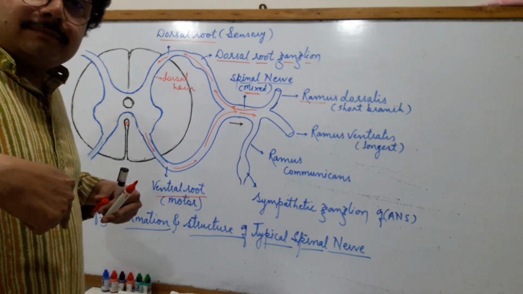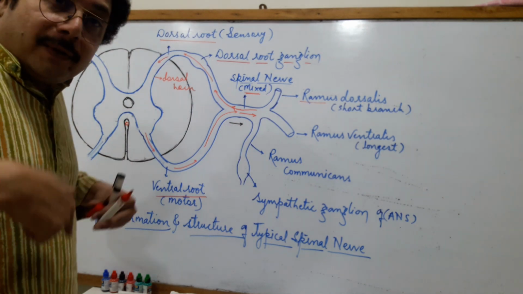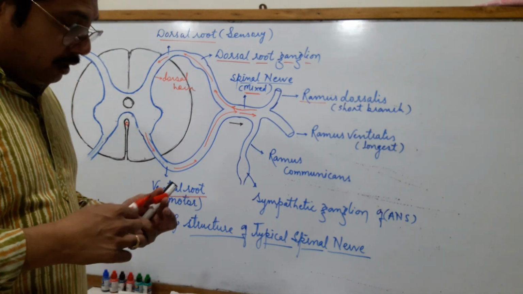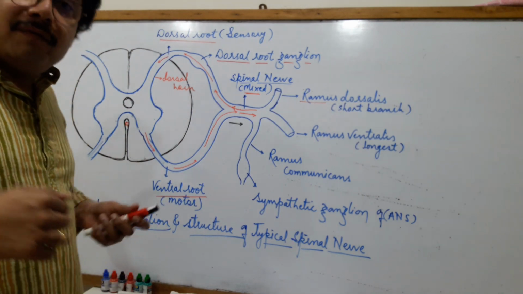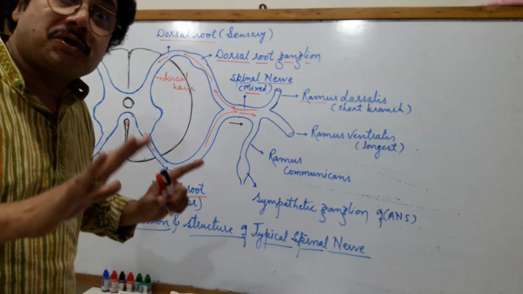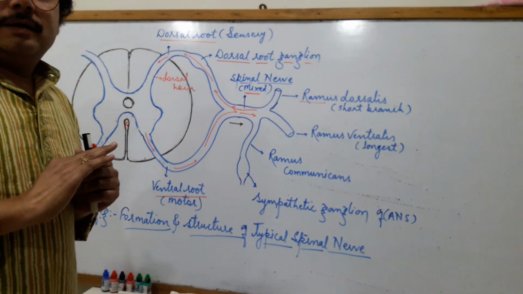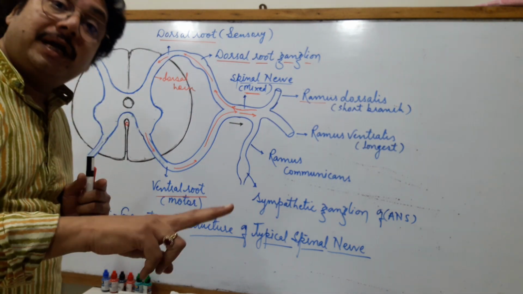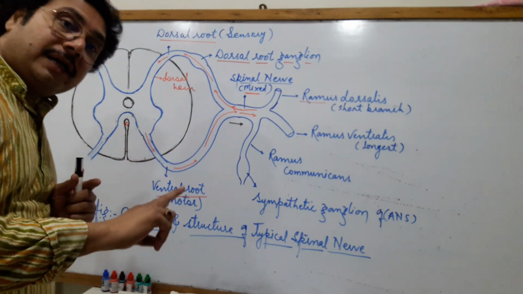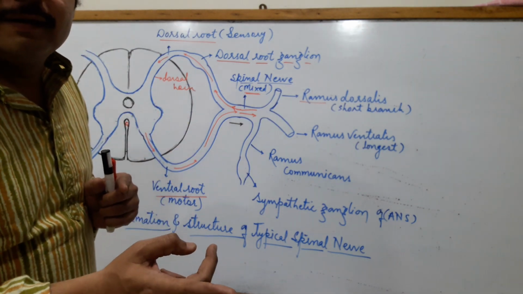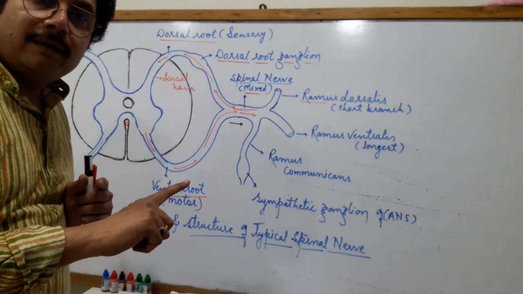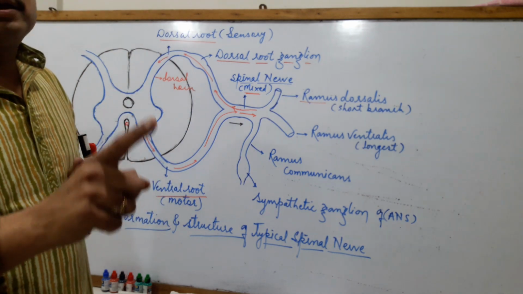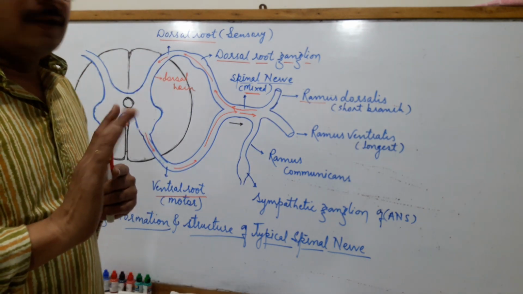deep inside and supplies the visceral body organs. And the activities of the visceral body organs are controlled by means of a specialized nervous system, which is called the autonomic nervous system, which again is divided into two subtypes, sympathetic and parasympathetic. Sympathetic is stimulatory, while the parasympathetic is inhibitory.